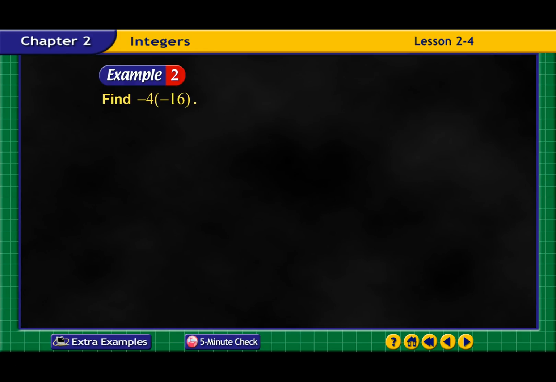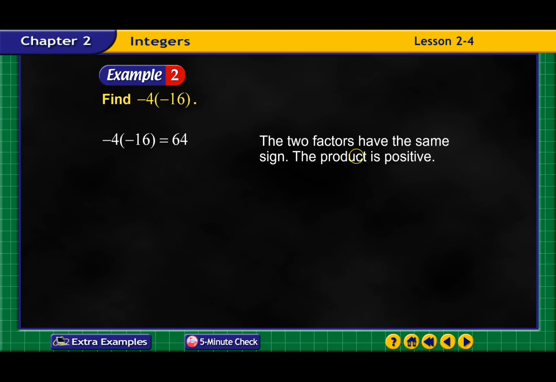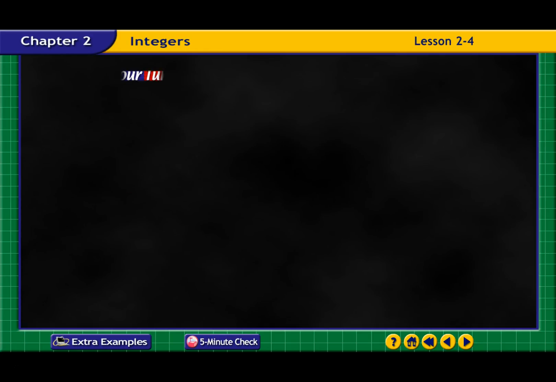Right, negative 4 times a negative 16. Okay, signs are the same, so that means it's going to come out to a positive number. Two factors have the same sign. The product is positive. So 4 times 16 is 64, positive. All right, pause that, give it a shot.